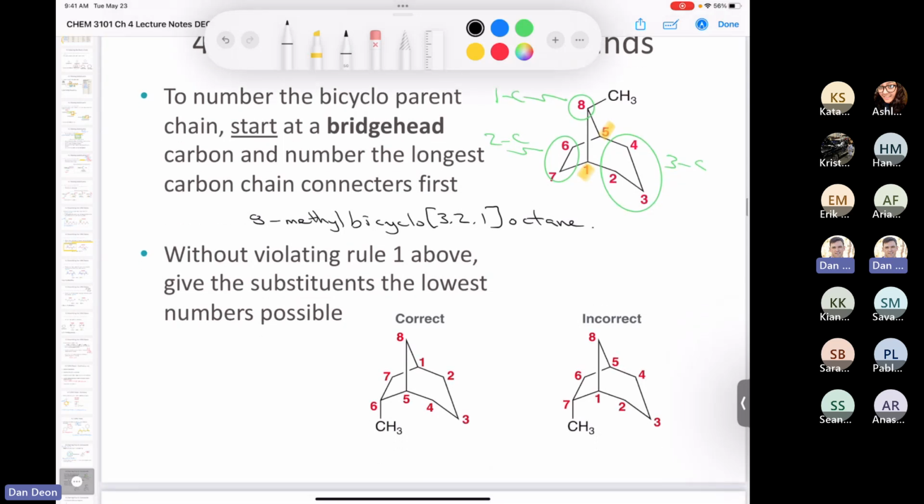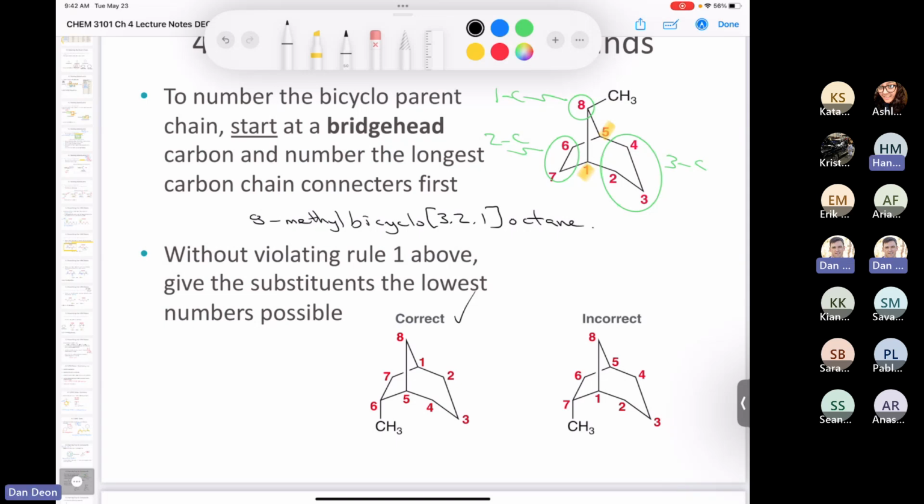Now, another rule that you want to keep in mind is, without violating the first rule that you always start at a bridgehead, you want to give the substituents the lowest possible number. So you always start numbering the longest bridge, then go to the second longest, and then go to the shortest. But you want to number it in such a way that you give whatever substituent you have the lowest possible number you can. So you see that how it's done here is the methyl group has number 6, but in the one on the left, it's got number 7. 6 is lower than 7, and so this is the correct way of doing it.